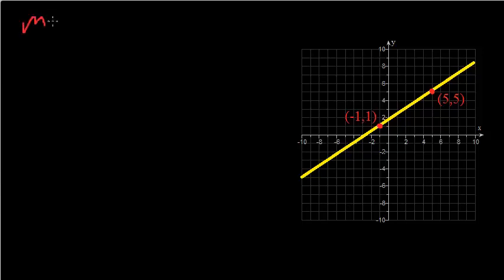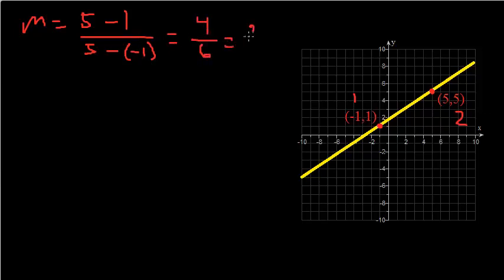Our slope then is still our y2 minus y1. We'll call this our point 1, our point 2. So we have 5 minus 1 over 5 minus a negative 1. This gives us 4 over 6, which reduces to 2/3. So that is our slope.